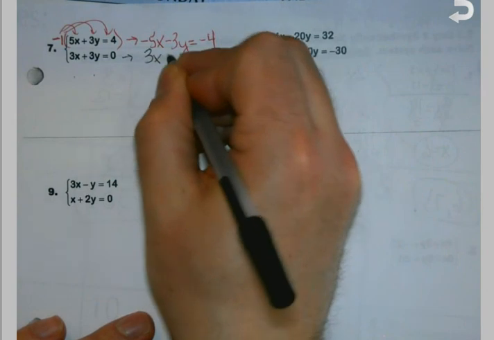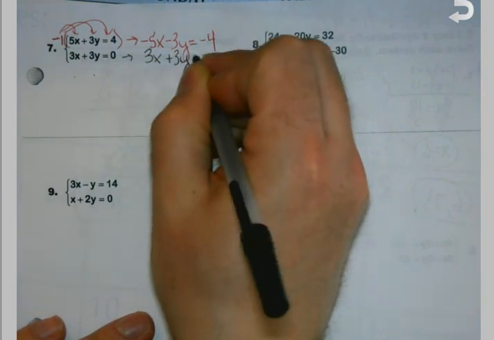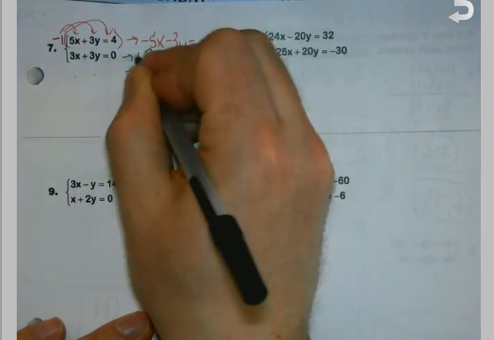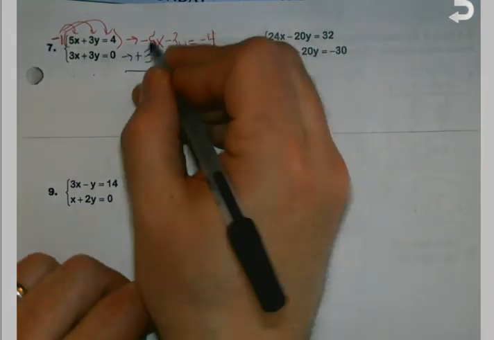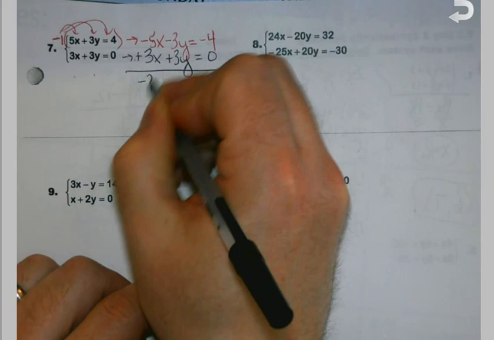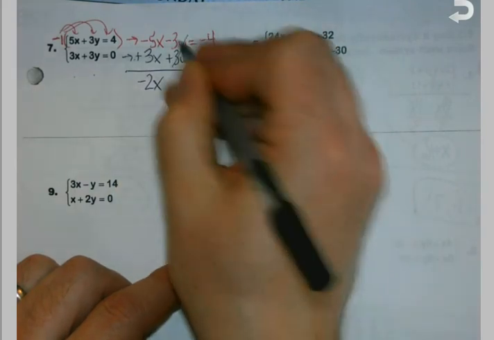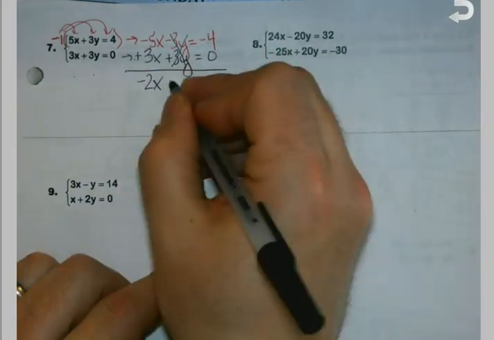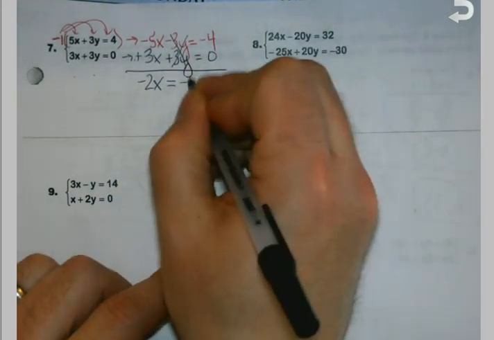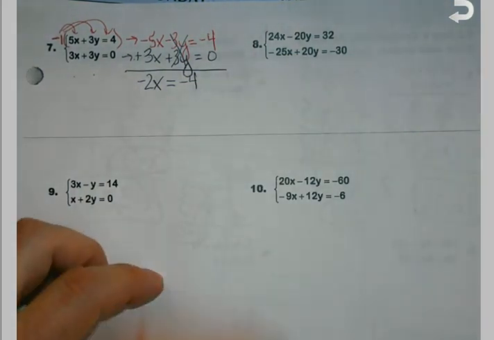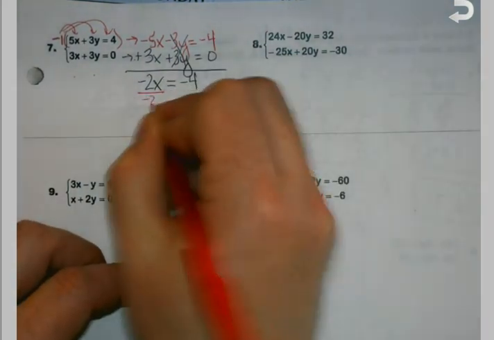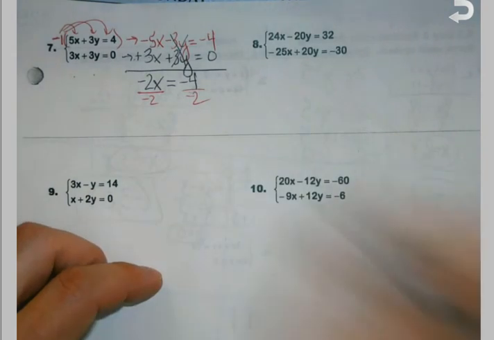And I'll leave the bottom one alone. So negative 5 plus 3 is negative 2. The y's cancel. We always have to have something cancel. Negative 4 plus 0 is negative 4. And x is going to equal 2. I completely agree.